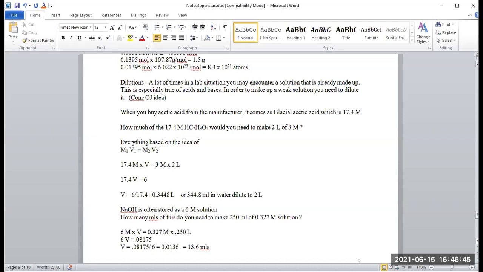M1V1 equals M2V2. The M's are for molarities and the V's are for volumes. Because this is a not unit specific equation, you could actually do this in terms of liters, so long as you keep track of what you're doing, or you can do it in terms of milliliters.